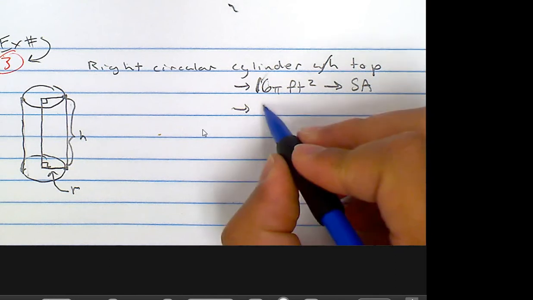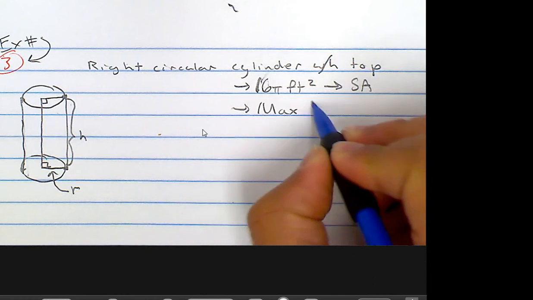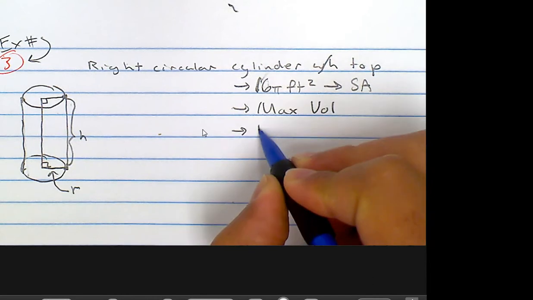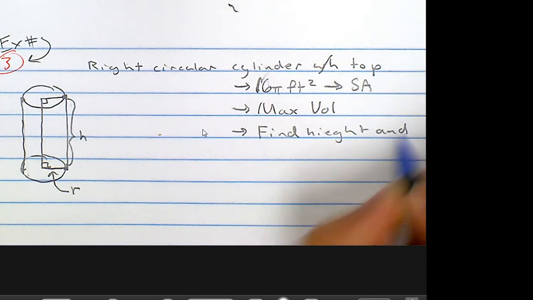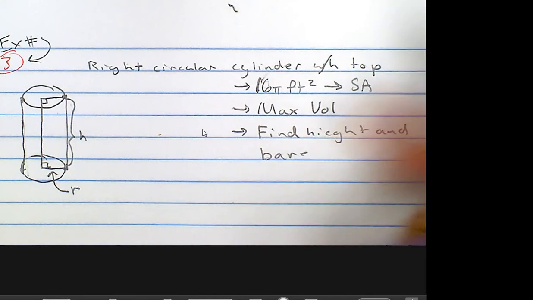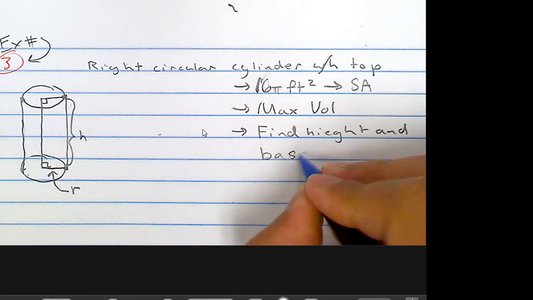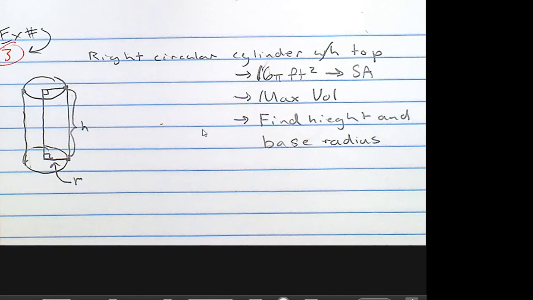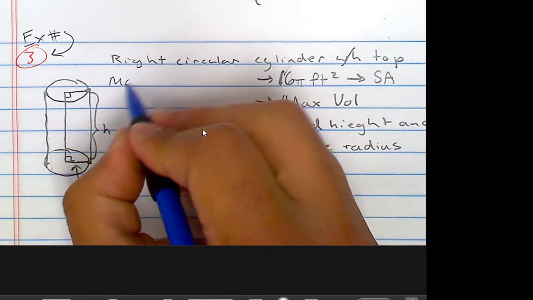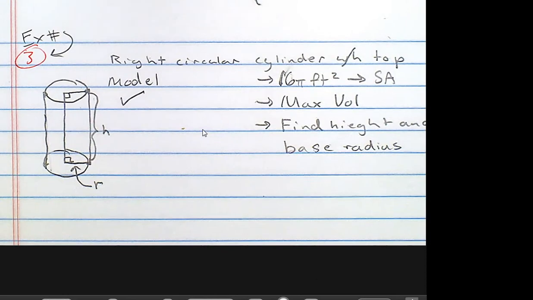So we want to maximize the volume. We want to find the height and base radius, which is the same as the top radius. It doesn't matter. With all this information, looking at our model, we already have the correct model with all the variables that we need. We've got a base radius, we've got a height, so we're good to go on our model.